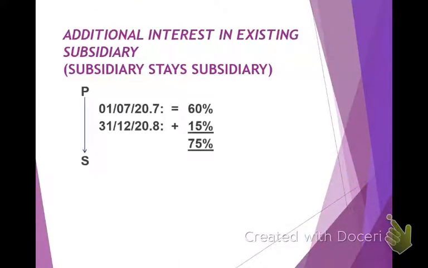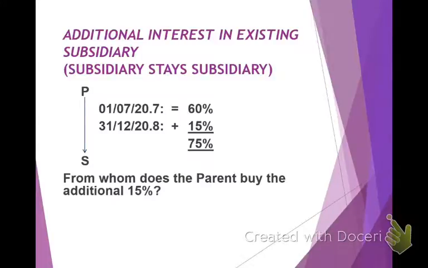Well, we'll have a look at the parent, which now has an interest in a subsidiary. The initial interest in the subsidiary was 60%. So on 31 December 20.8, they purchased another 15%, and now they have a 75% interest in the subsidiary. Now, from whom does the parent buy that additional interest of 15%? Yes, as we previously said, from the non-controlling interest, the outside shareholders.